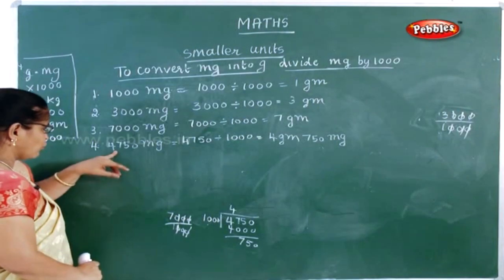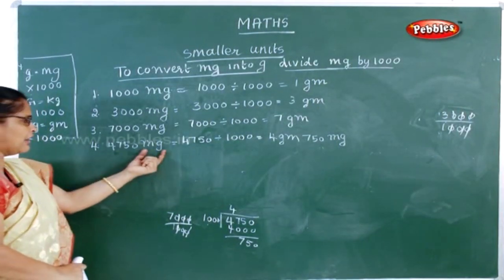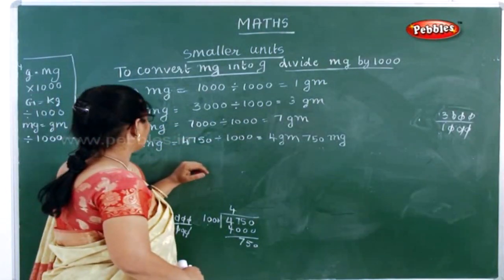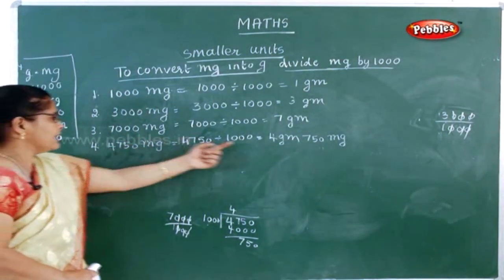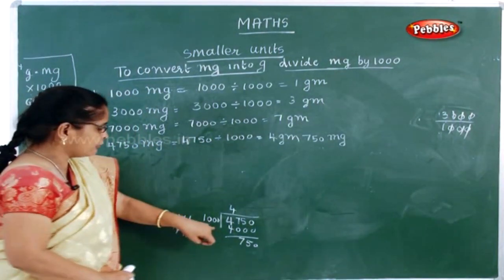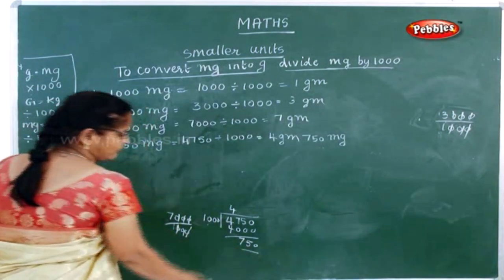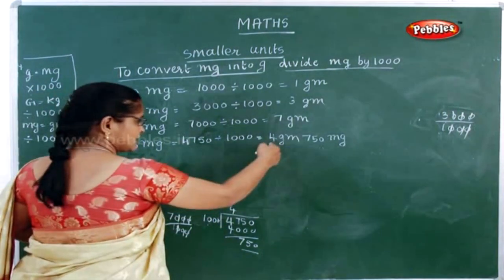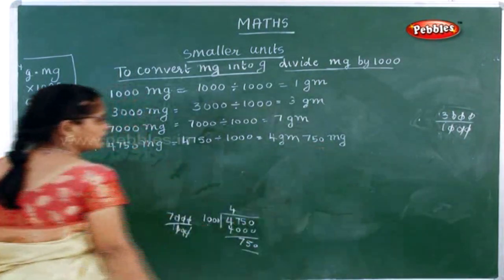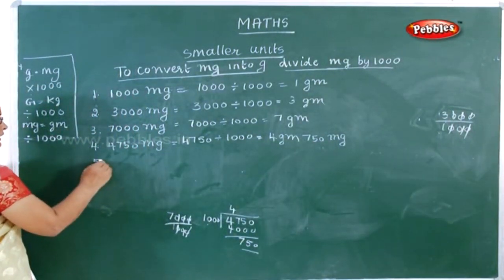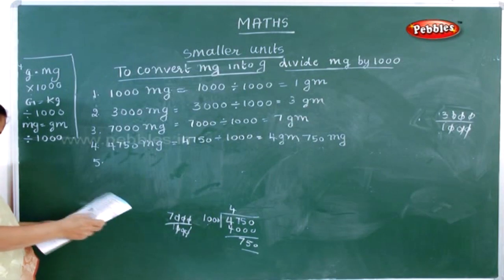So 4750 mg. How will you convert this into gram? This value divided by 1000. So when I divided by 1000, you got 4 here and the remaining was 750 here. So this 4 you can make as gram and this 750 you can make as milligram. Now next one, what is the next one they have given?